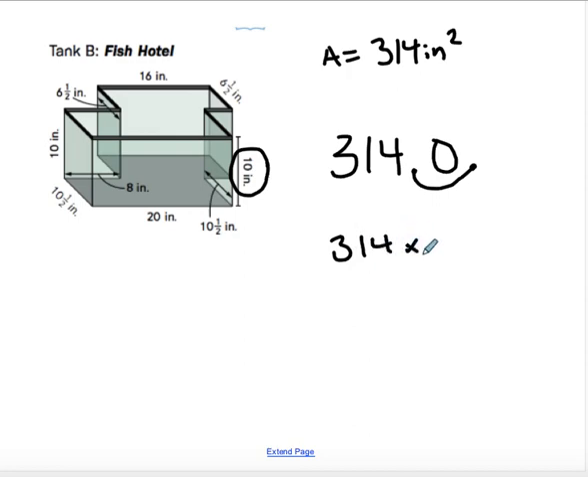314 times 10 gives us a volume. Shouldn't do it that way, got that backwards. Gives us a volume of 3,140 inches cubed. All right, so at this point, we're going to stop for today.